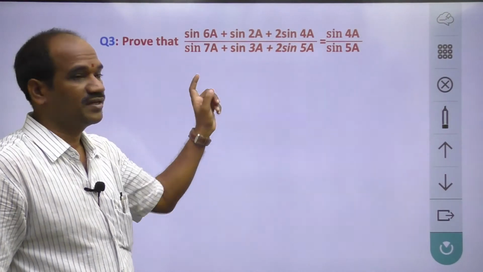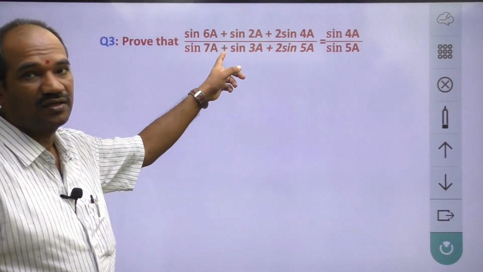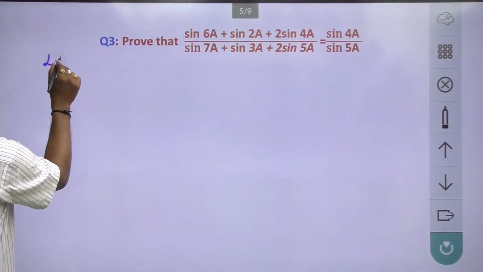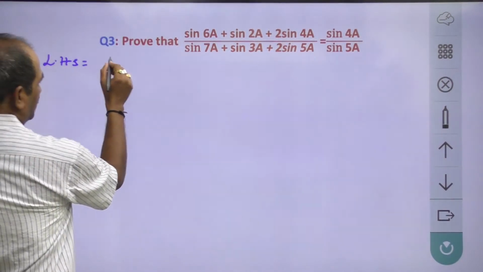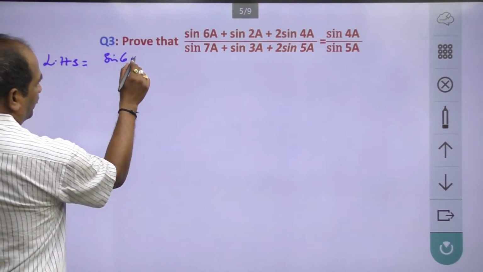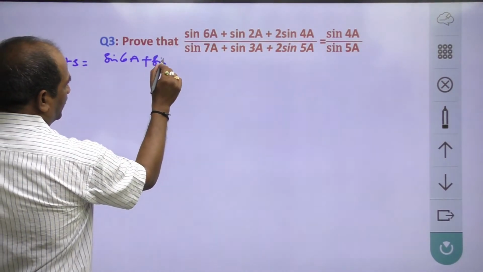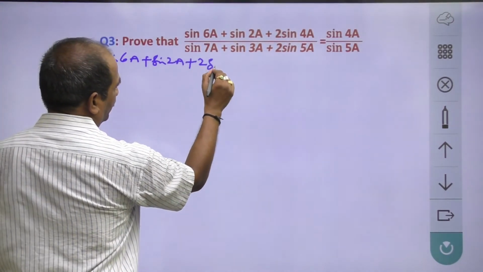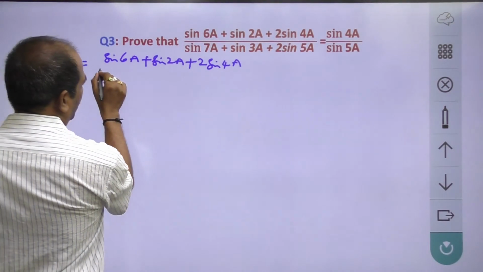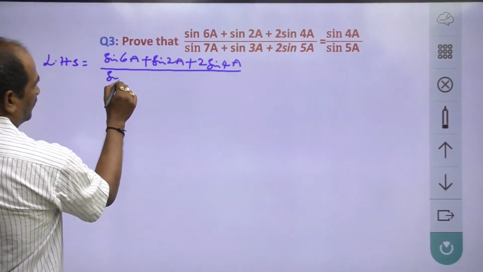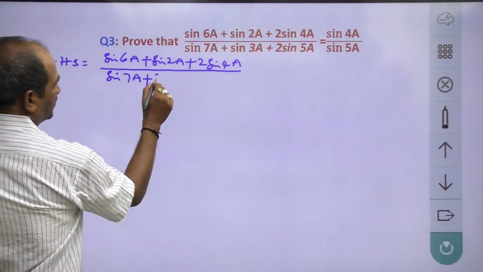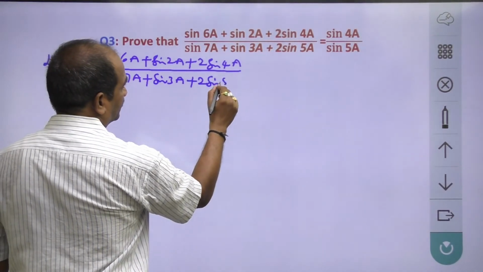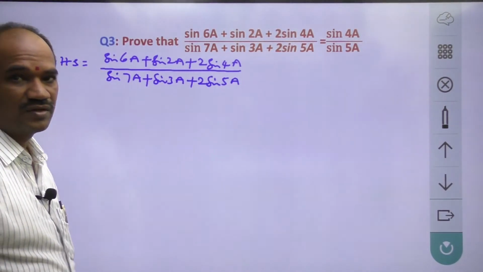So taking sin c plus sin d. Denominator also same. So first, taking the LHS value. In this LHS value, LHS is equal to sine of 6a plus sine of 2a plus 2 into sine of 4a, whole by sine of 7a plus sine of 3a plus 2 into sine of 5a. This is the LHS value. So here apply the formula.